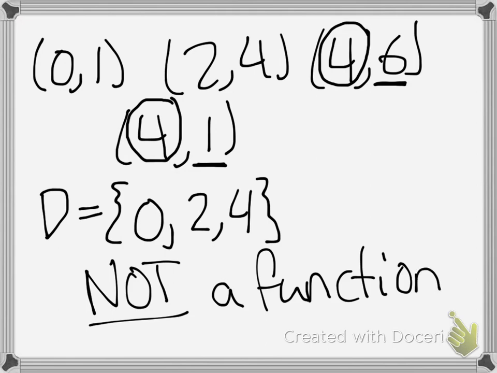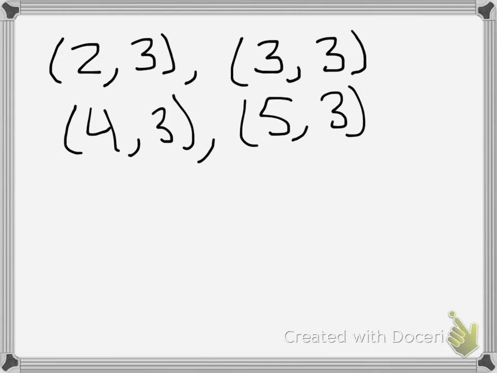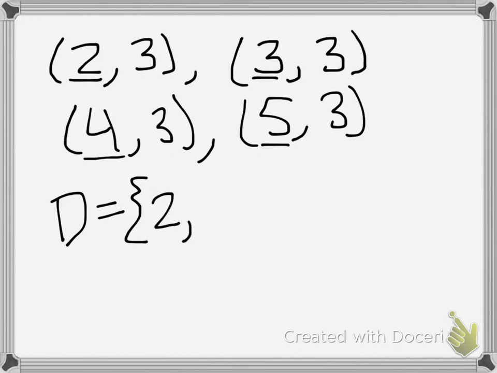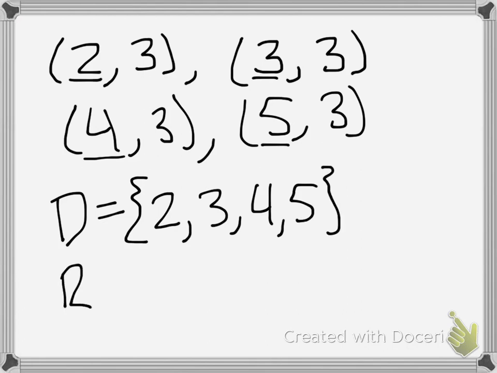Let's look at another one. Here's a relation. Let's figure out what our domain is. Domain is the set of all first coordinates. So there's 2, 3, 4, 5. Now our range here is just 3.